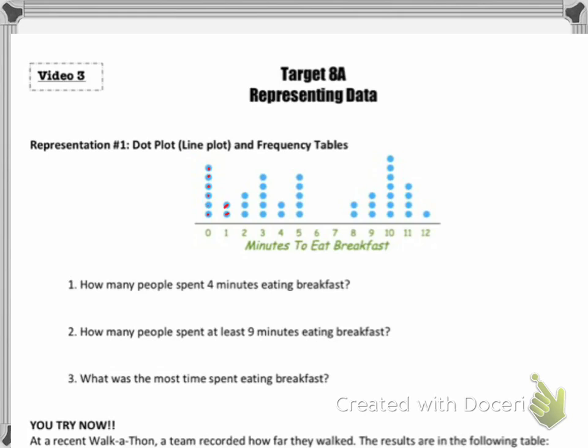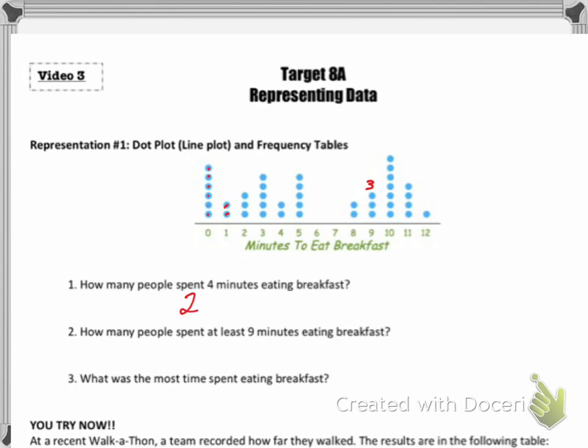Looking at number 1, the question says, how many people spent 4 minutes eating breakfast? So I would go up to 4. I see that there are two points, so I'd say 2. How many people spent at least 9 minutes eating breakfast? So a minimum of 9. I would interpret that as 9 or more. So I see that 3 people spent 9 minutes eating breakfast.